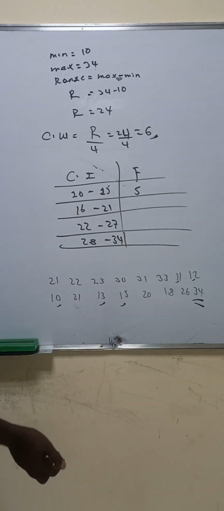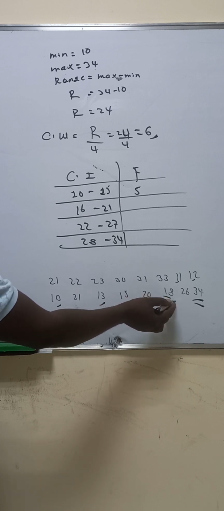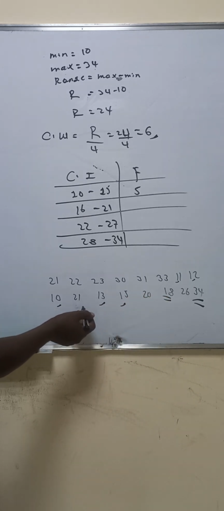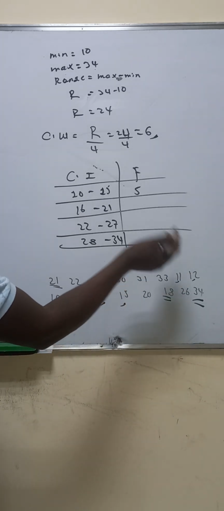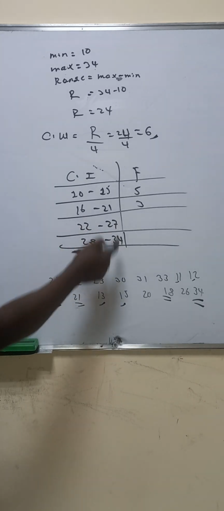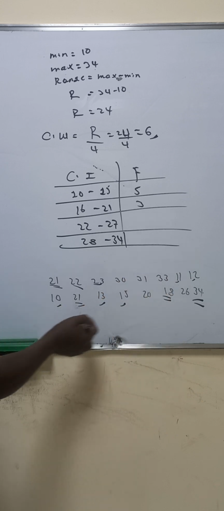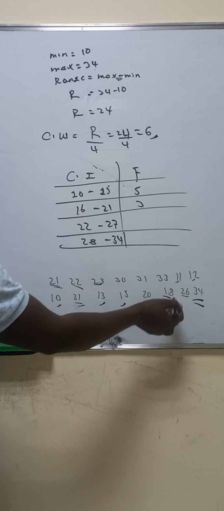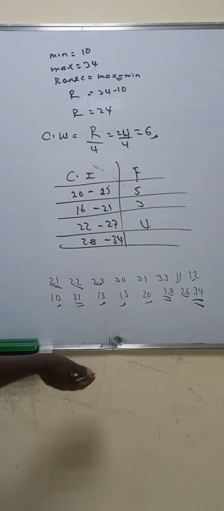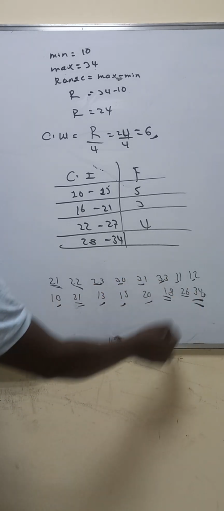Now here, in between 16 and 21, so you have to count from 16 to 21. This is another value, and the second value is going to be 21 itself, 1, 2, 3. Now we have here 3. And 22 up to 27, you can count 22, 1, 2, and 3, and that is 4. And finally, you have to count the number of data in between 28 and 34. So 28, 1, 2, 3, 4 itself.